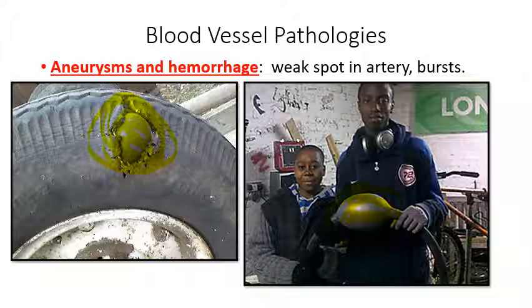Right. So those things are called aneurysms when you have a weakening of the blood vessel, and then it's in danger of bursting. If it bursts, you have a hemorrhage. Hemorrhage means bleeding. Aneurysm just means a bulging, weakened artery.